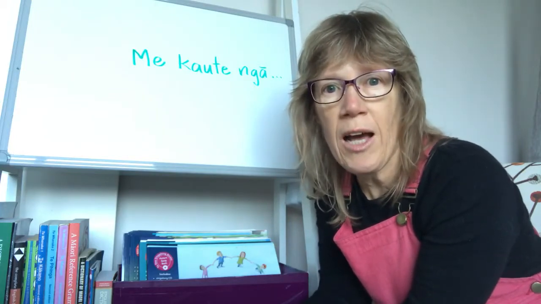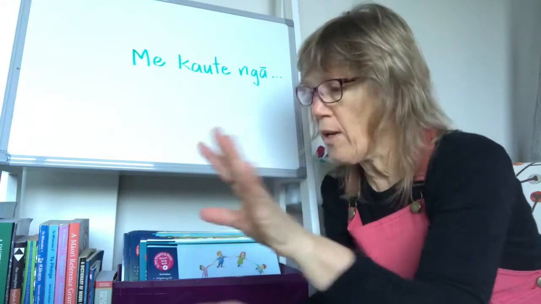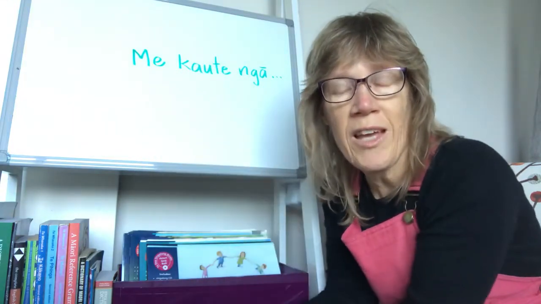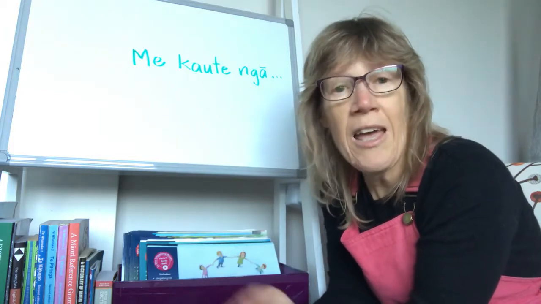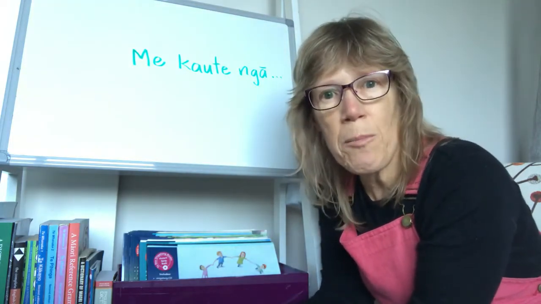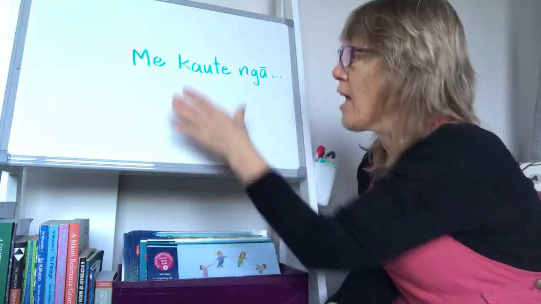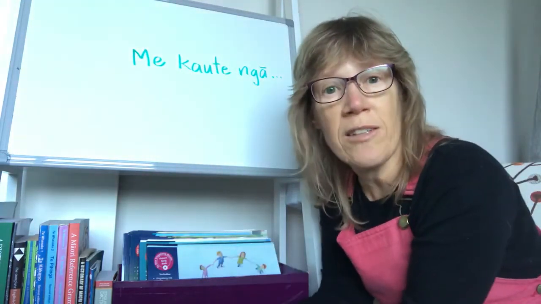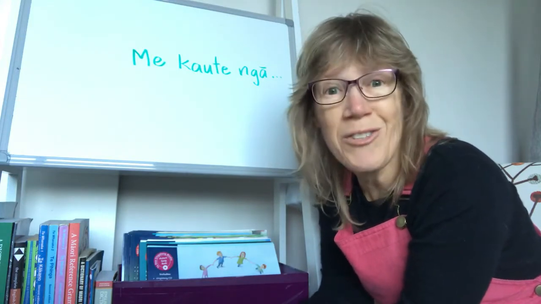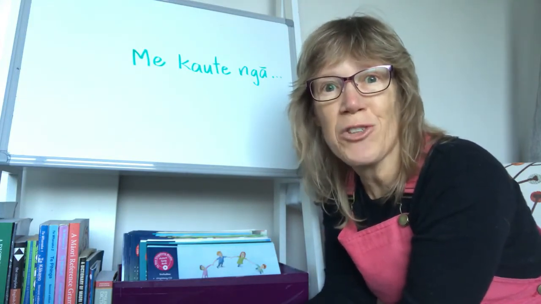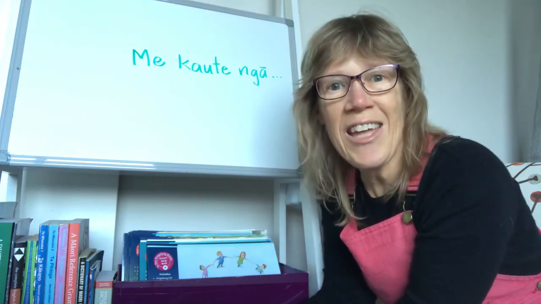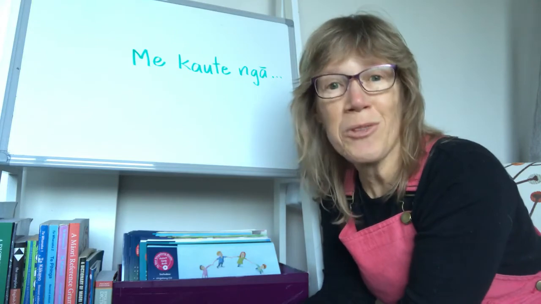Me kaute ngā pōtai, for example, you might have lots of hats on a rack which the children have put there, or in a box or a bin, and then you're counting them, tahi, rua, toru, and it's a really practical way of counting. And then it's teaching this phrase me kaute ngā, and children will start using that phrase as well. So I really encourage you to find some things around the classroom that you can count and use me kaute ngā with children.